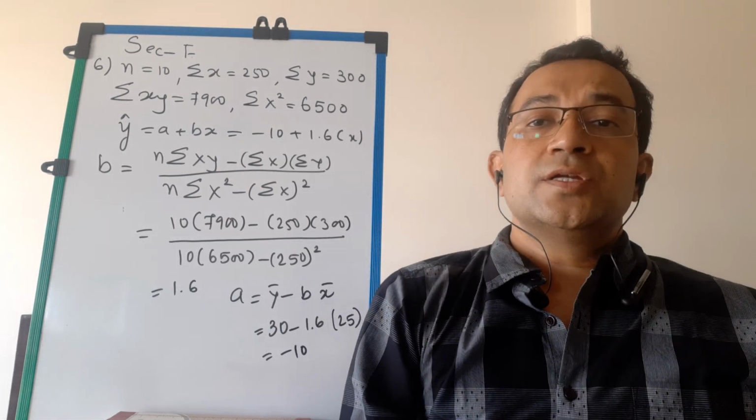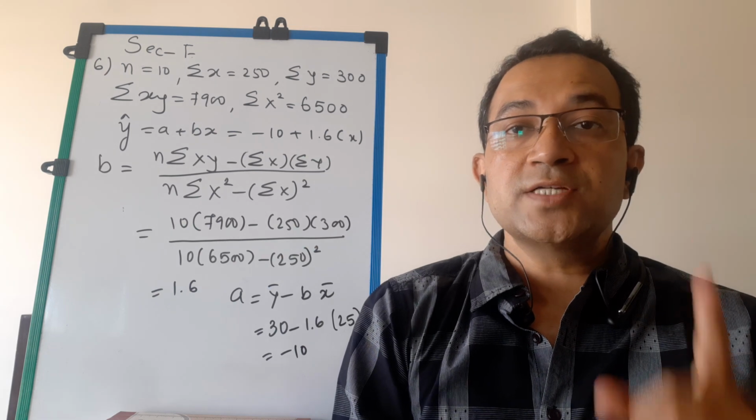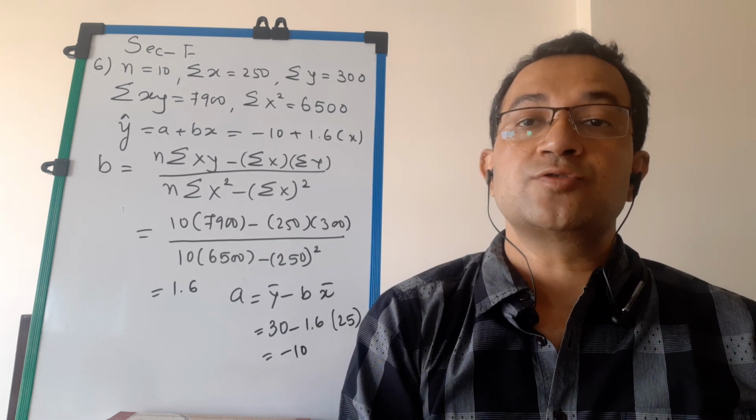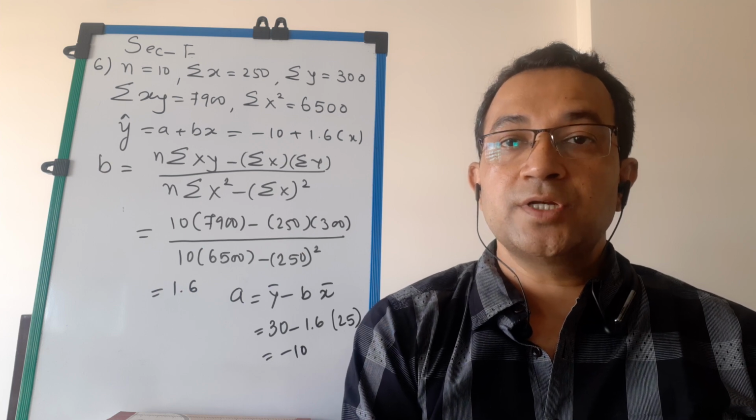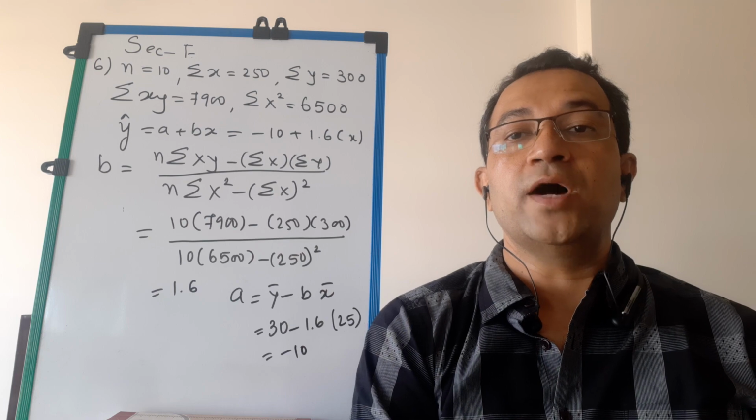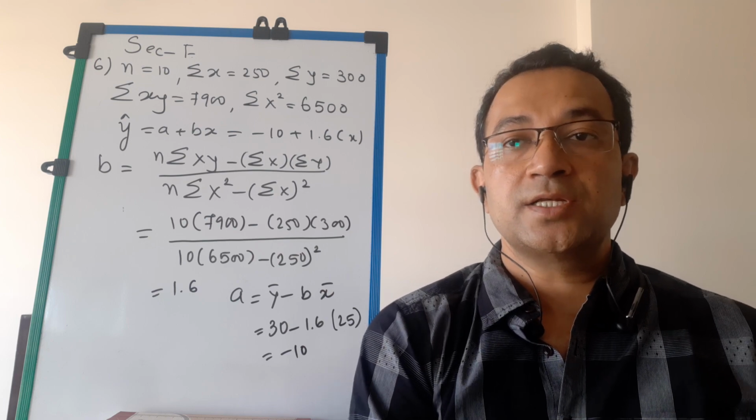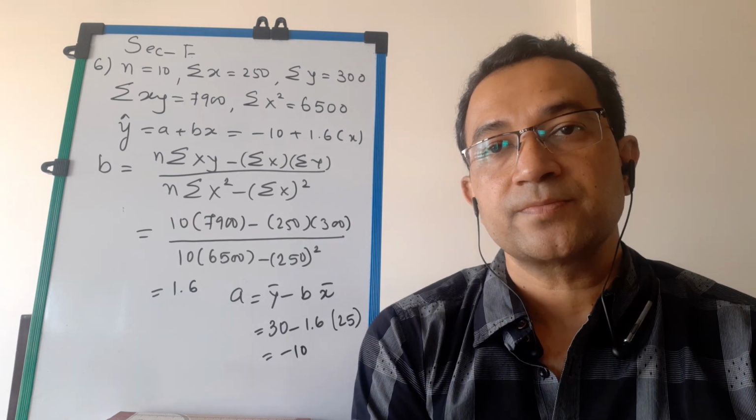So in regression, nothing else do we have to do except find b and a. Why first b? Because b is required, students, to find a. And after finding a and b, we substitute them in the regression line, students, to get the regression line of y on x. And the regression line has turned out to be minus 10 plus 1.6 into x.